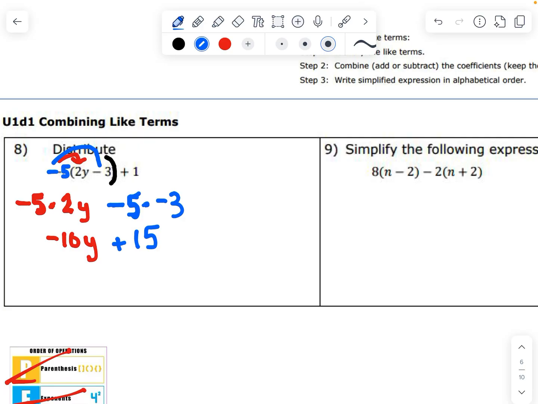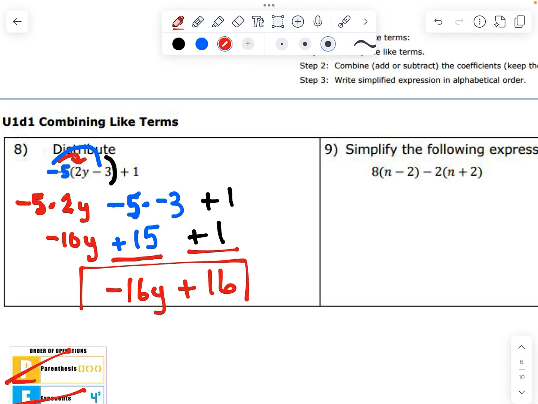Okay, now we cannot hurt anybody's feelings. And notice there's this positive 1 right here. So if we want to make sure we include everyone, well, technically that positive 1 gets dropped down to what we're thinking our answer is here. But then we should notice that this positive 15 is like a positive 1, so we will combine those. The negative 10y stays, but 15 plus 1 is 16. That would be the most simplified version that we can get.